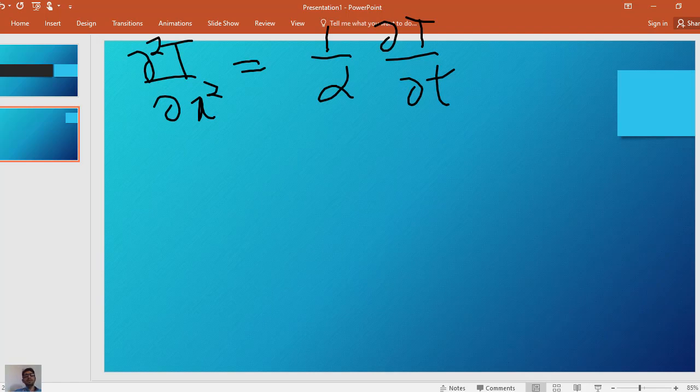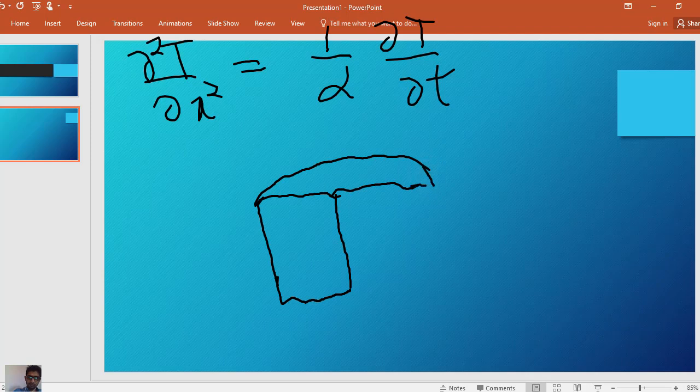First of all we should know what a semi-infinite solid is. A semi-infinite solid, like this, is a solid body that has one plane surface. This is the plane surface, this one.